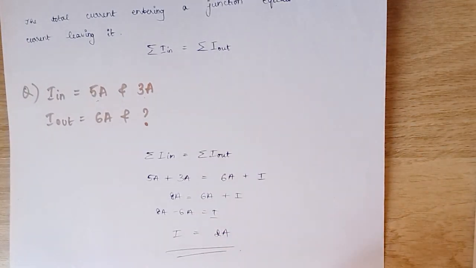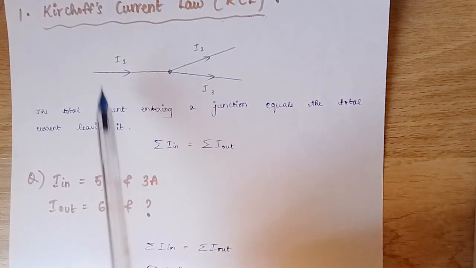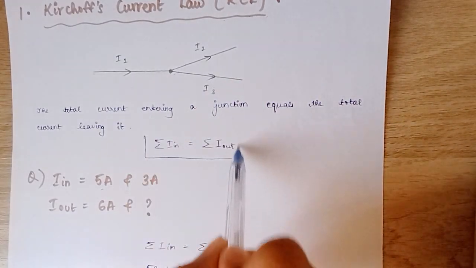So this is how you find the missing amperes. The main concept of KCL is that the total current entering is equal to the total current exiting, and this is the formula that you must remember.